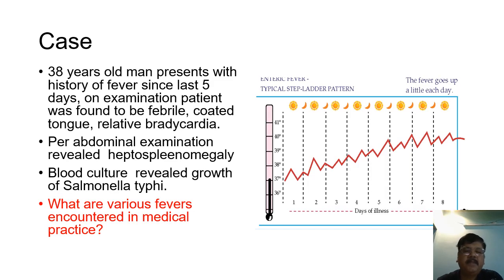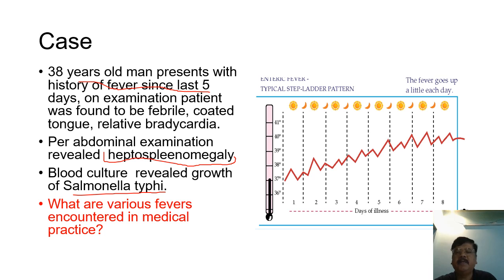Now this is the case. You can see here a 38-year-old man presents with a history of fever since the last 5 days. On examination, the patient was febrile, a coated tongue was revealed, and there was a relative bradycardia. Per abdominal examination revealed hepatosplenomegaly. And in the blood culture, there was a growth of Salmonella typhi.